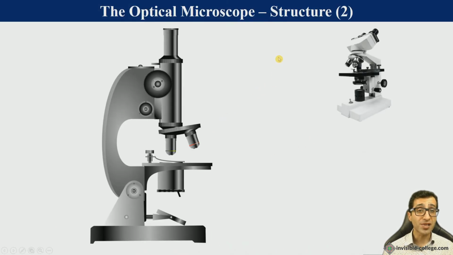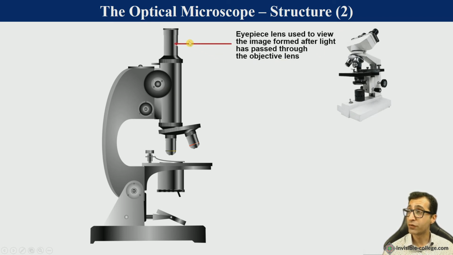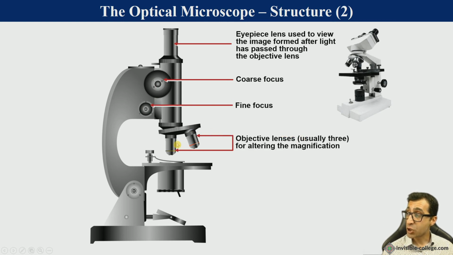If we're looking at the parts of an optical microscope, we firstly have the eyepiece, which is used to view the image formed after the light has passed through the objective lens. The path of light in this case is from here upwards through the condenser lens, through the objective lens, through the eyepiece lens, and into the eye. You have two focusing knobs here. The first is called the coarse focus, the larger of the two knobs. The second is called the fine focus. You have the objective lenses, and usually there's more than one of these, typically about 3, each of which has a different power of magnification.